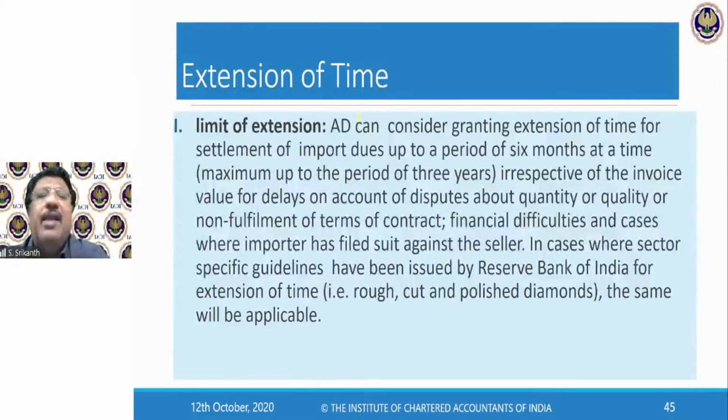Of course, AD can consider granting exemption of time up to a period of 6 months, and beyond that 6 months, maximum up to 3 years, irrespective of the invoice value, for delays on account of disputes about quantity or quality, etc. Okay. This is one thing where I'm not able to understand why they are bothered. If I'm able to delay, they should be happy. But I think somewhere the image of India is also there.